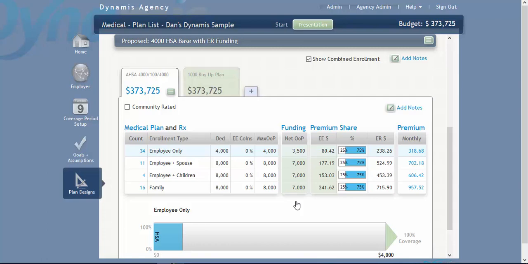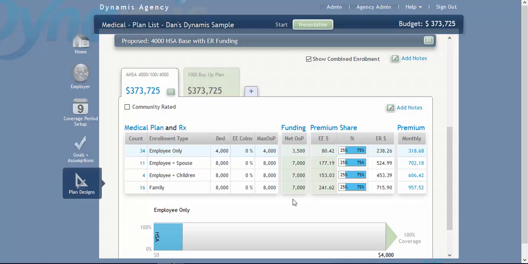And without funding, that number has always been the same as the max out of pocket under the medical plan. But the idea is we want to be able to incorporate in how that employer funding of HSA or HRA is really impacting that employee's exposure in terms of claims. And that's where the term net out of pocket comes in.